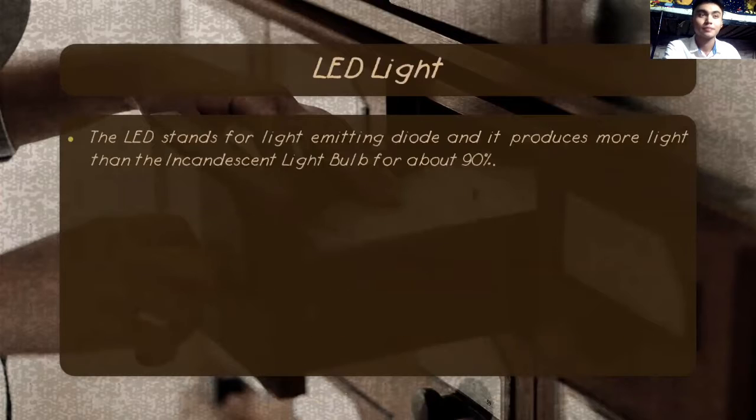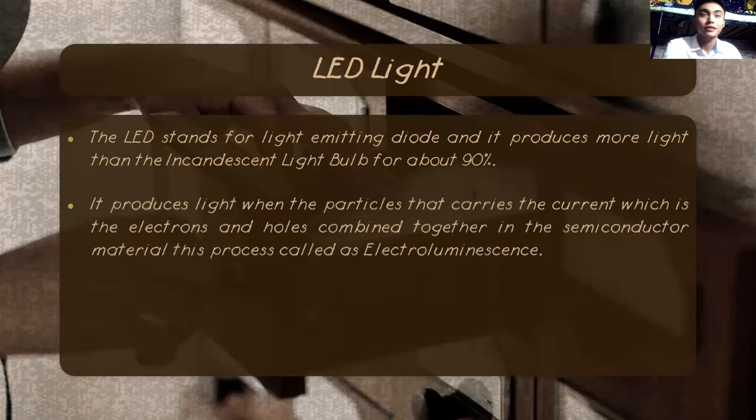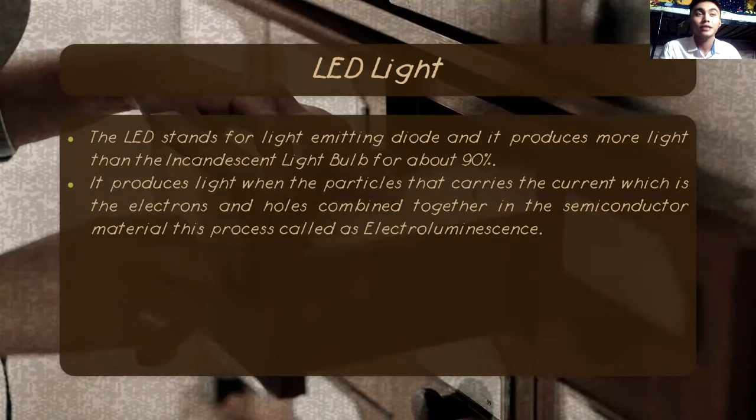LED stands for light emitting diode, and it produces about 90% more light than the incandescent light bulb. It can be more powerful than the incandescent lamp. It produces light when the particles that carry the current, which are the electrons and holes, combine together in the semiconductor material. This process is called electroluminescence.